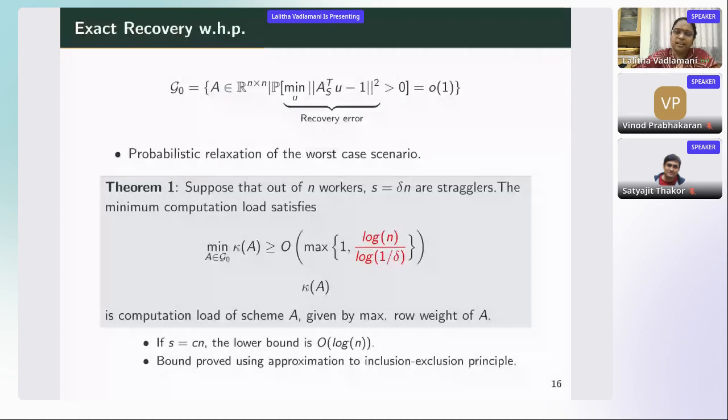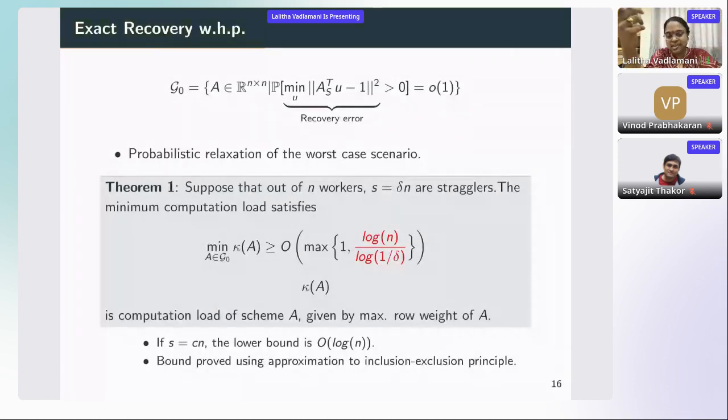Here the encoding matrix is of size n cross n over the real numbers, and we are looking at the probability of how close we can get to the all ones vector. That is what we are measuring using A_S transpose u. A_S is a submatrix of A which has only, let's say, n minus s rows in it, because I'm looking at only non-straggling nodes.